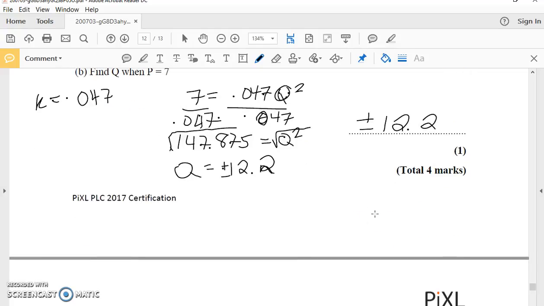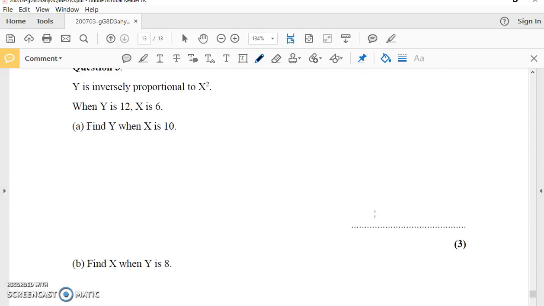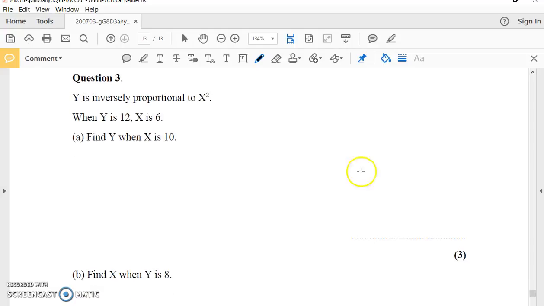Okay, so I hope that helps with direct proportion. Now we're going to move on to indirect proportion, but I'm going to do these as 2 videos.